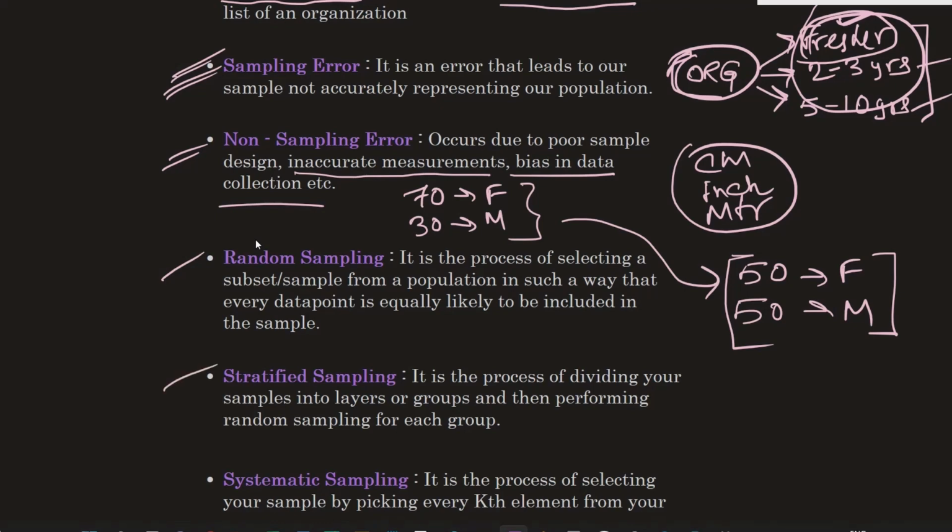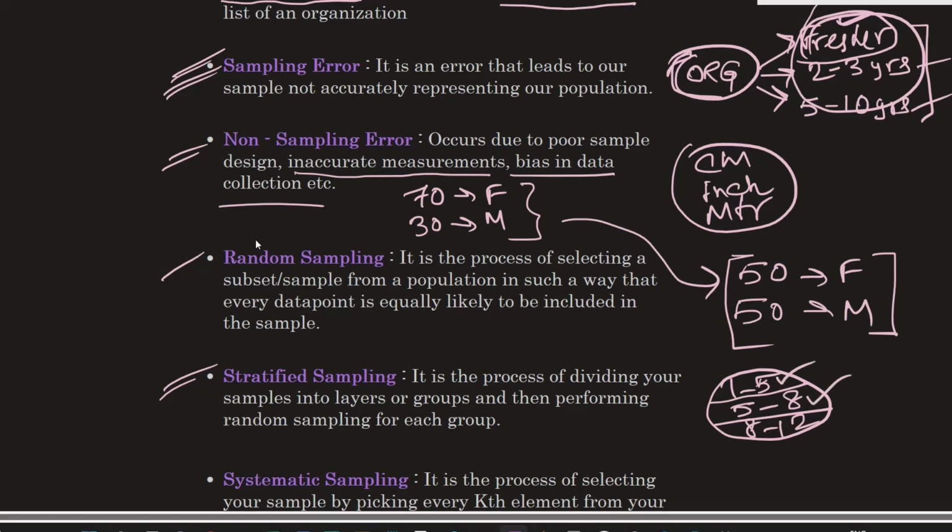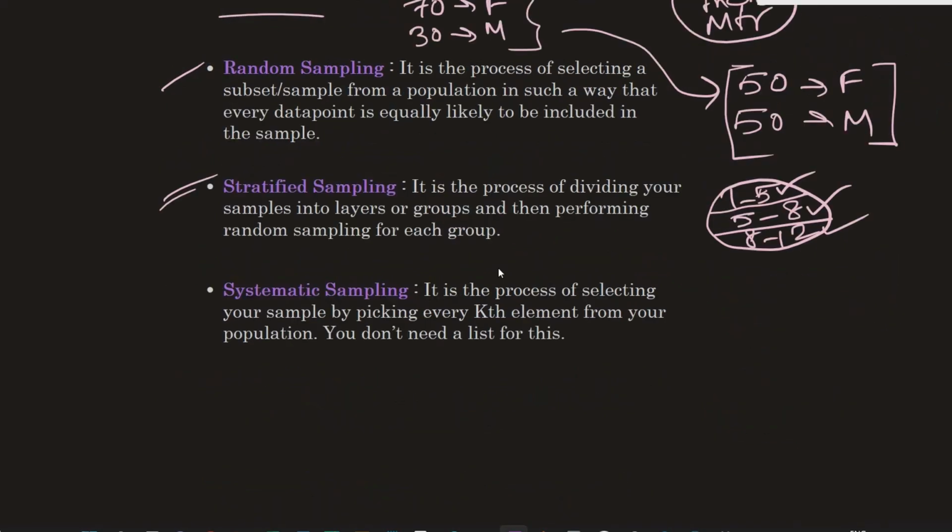Moving on, next we have stratified sampling. It is the process of dividing your population into layers or groups and then performing random sampling for each group. So let's say you have a huge population where you are supposed to do the survey, but instead of going for the entire population, you are taking a subset or sample by dividing it into layers. Let's say from class 1 to 5 you have one layer, then class 5 to 8 you have another layer or group, and then from class 8 to 12 you have another layer, and then you are performing random sampling for each of these groups. As simple as that.